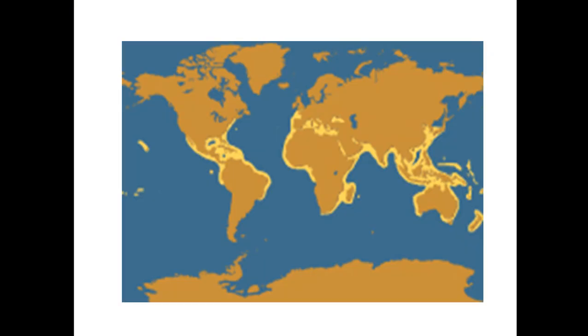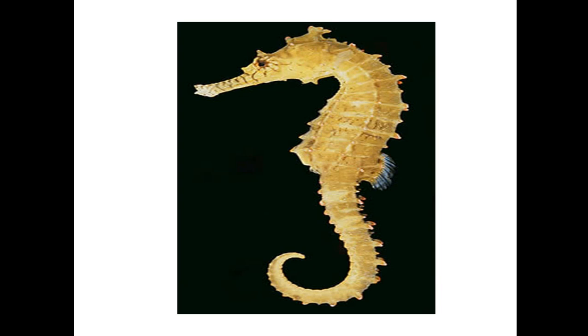Wherever the coasts are marked with pale yellow color in the world map, these are the areas where you can encounter these seahorses. It's not perfectly right if I say they are cosmopolitan in distribution, but they are found both in tropical and temperate water. In most parts of the world, they are found. See, this is how the seahorses look.